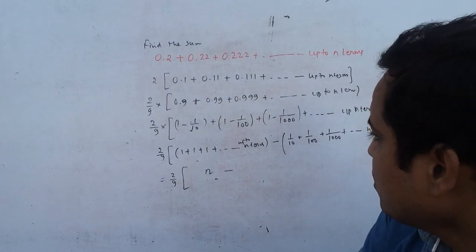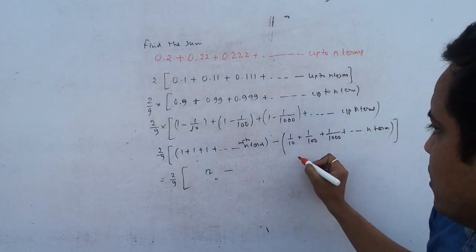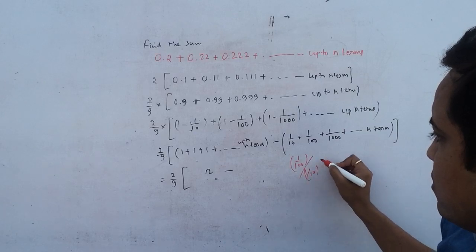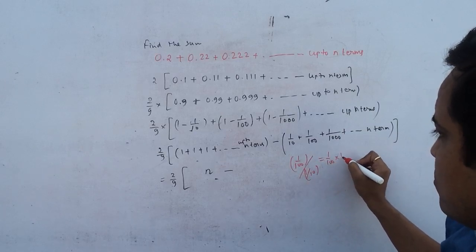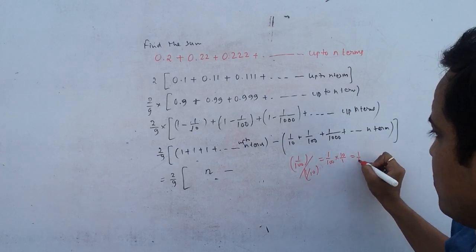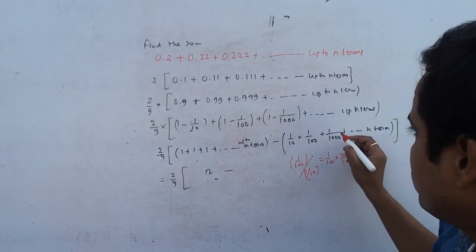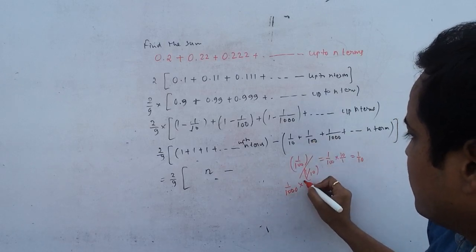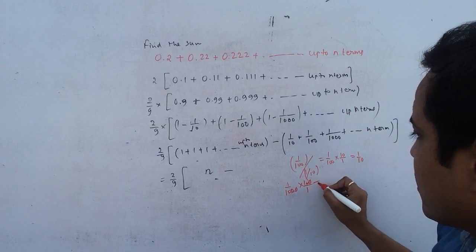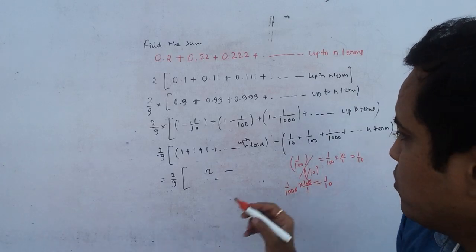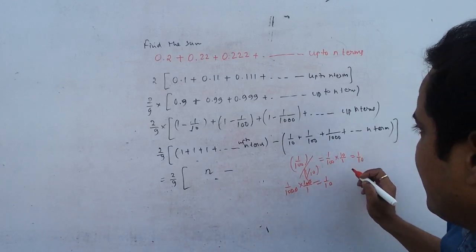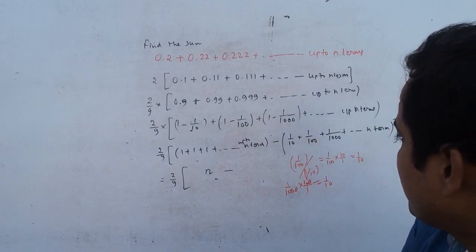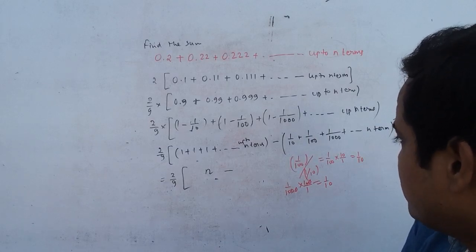How? When you divide 1 by 100 by 1 by 10, what will you get? You will get 1 by 100 into 10, so you will get 1 by 10. Okay, common ratio. Similarly, 1 by 1000 divided by 1 by 100, you will get again 1 by 10. So in this way, your common ratio is 1 by 10. Your first term is 1 by 10. All right, good, very nice.